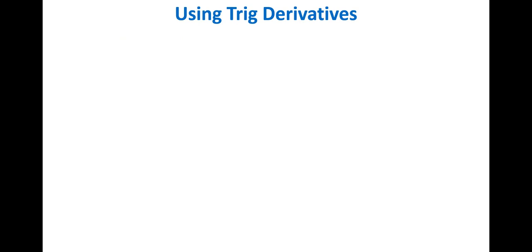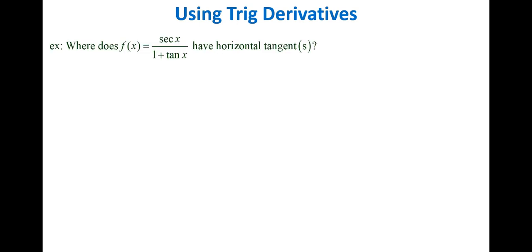Watch how fun this next example is. You're asked, where does the function secant of x over 1 plus tangent of x have horizontal tangents, singular or plural? Start to think about what it means to have a horizontal tangent. And I'll talk about that in a moment. But start off by seeing that it's asking about the tangent, therefore you're going to find the derivative. This is a fraction, therefore you're going to use quotient rule to find that derivative. So I'll start the chart over here.